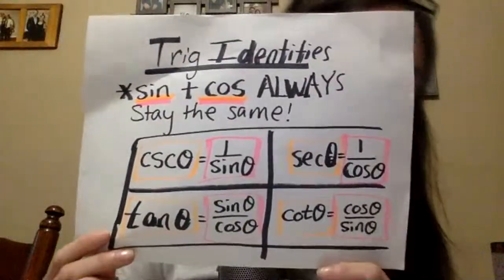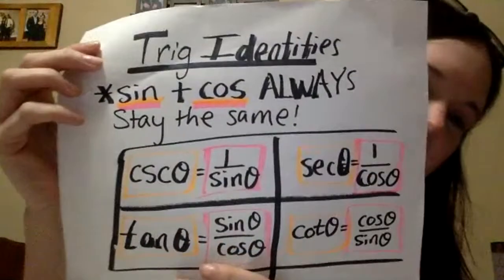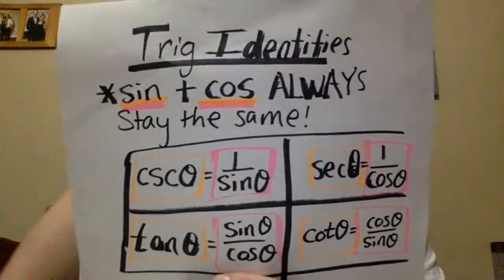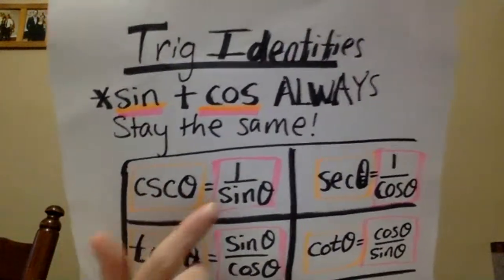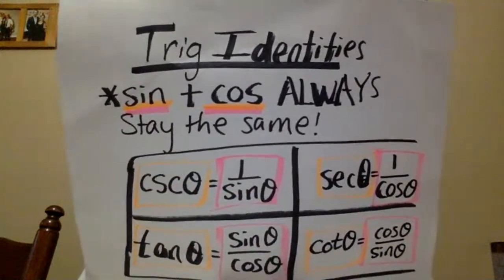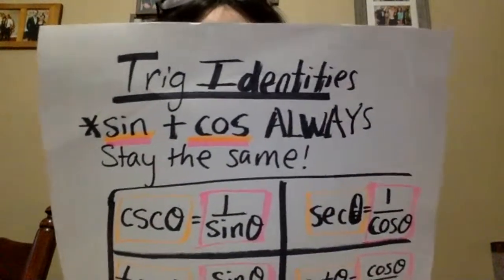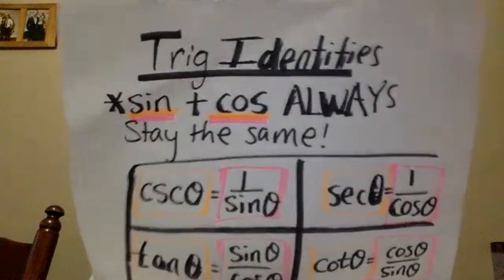Okay. Let's first look at what the trig identities are. As you can see, we are going to go by the rule that sine and cosine always stay the same. Okay, get a good look at these. Cosecant is the inverse of sine, as you can see there. Secant is the inverse of cosine. All right, and then we have tangent and cotangent, which are like combos, but they are also inverses of each other.